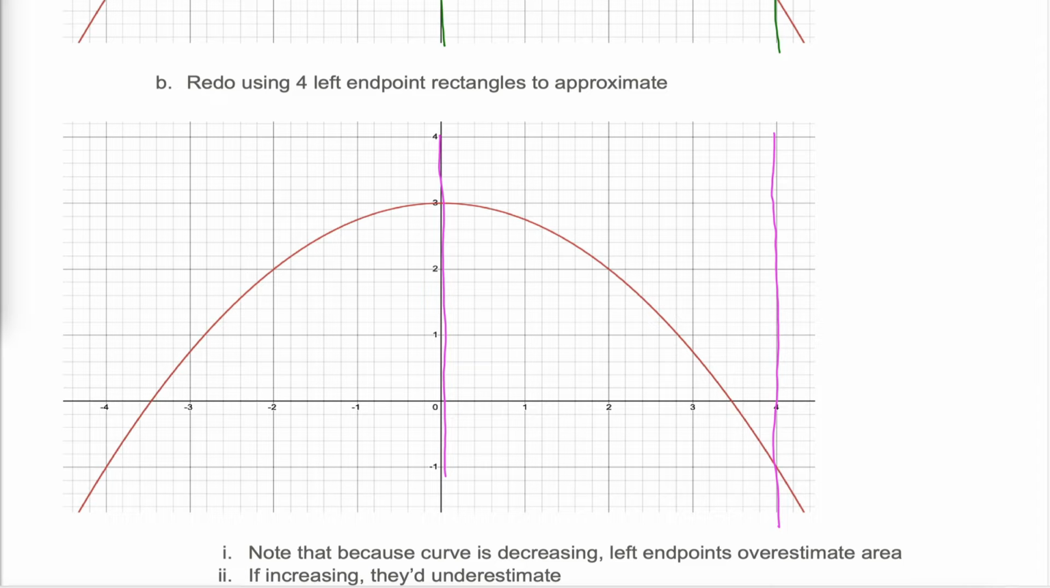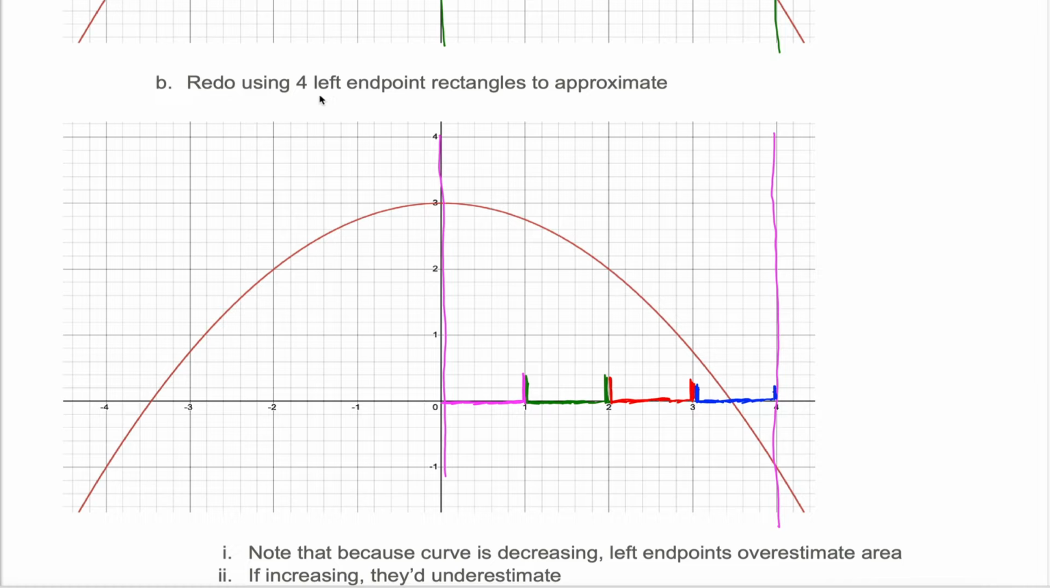So the first rectangle that I'm going to draw is going to go from 0 to 1 here, and then have some height that I need to figure out later. The next rectangle is going to go from 1 to 2, and it's going to have some height that I need to figure out later. The next rectangle will go from 2 to 3, and again, I'll figure out its height in a little bit, and then finally the last rectangle will go from 3 to 4. Okay, so what should the height of these rectangles be?